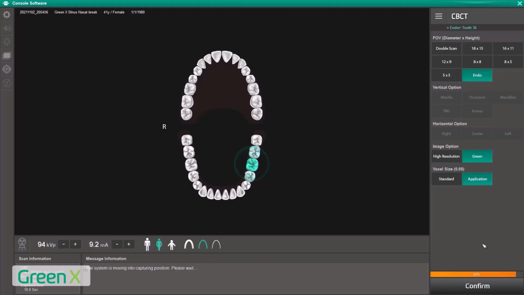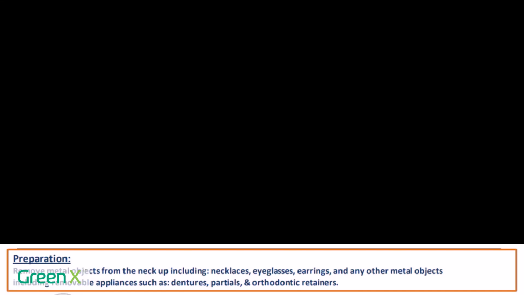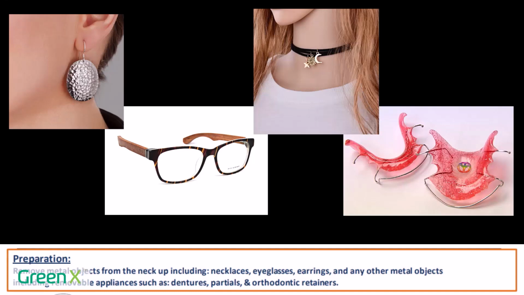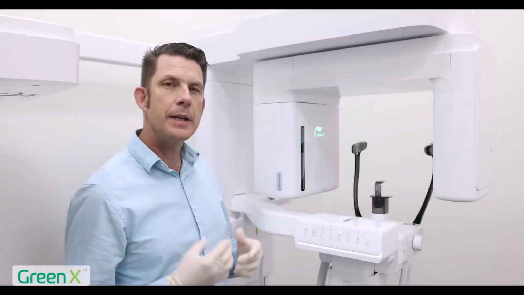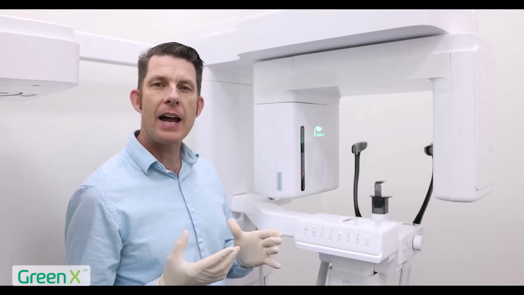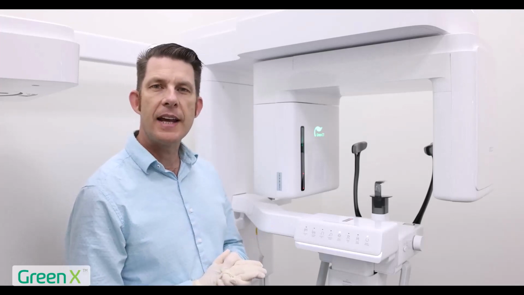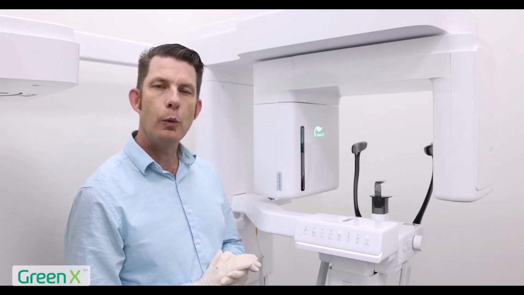The machine will rotate to capture position and we can position our patient. In preparation, have the patient remove all metal objects from the neck up, including necklaces, eyeglasses, earrings, and any other metal objects. CBCT capture for your small field of view, either 5x5 or 4x4 capture program, gives us the option to take a scout. So we're going to set this up with a scout.